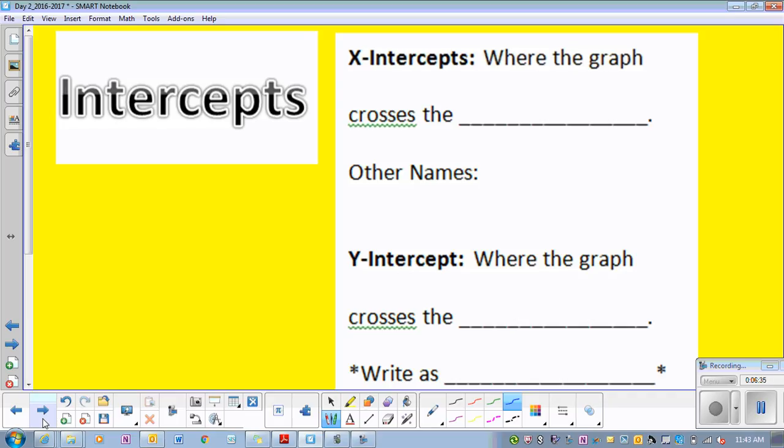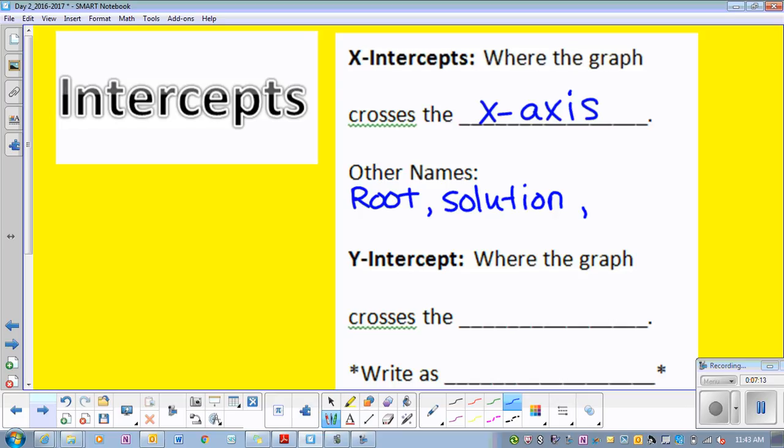Let's look at the intercepts. Okay? The x-intercepts. All right, well, that's where the graph crosses the x-axis. That's why it's the x-intercepts, right? Here's the cool part. It has other names, all right? So it could be the x-intercept. It could also be the root, the solution, or solutions, I guess.